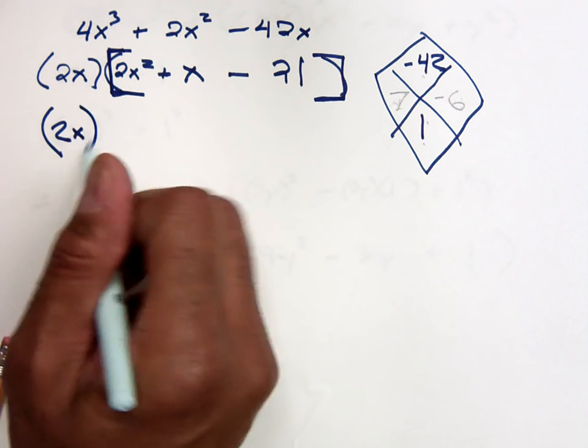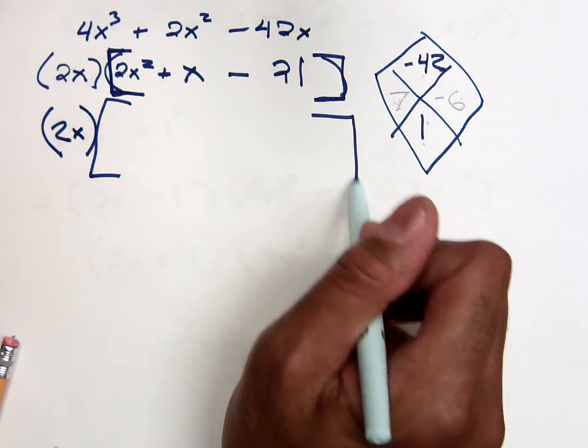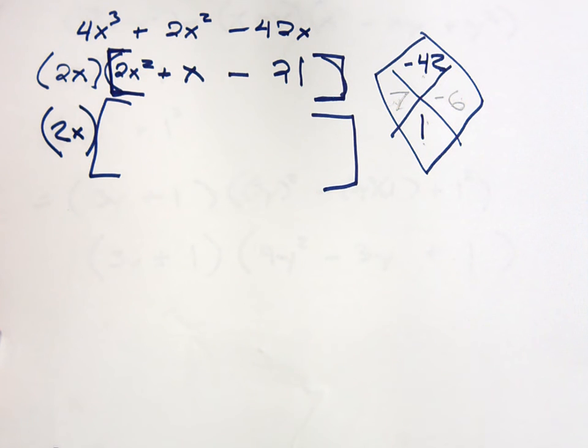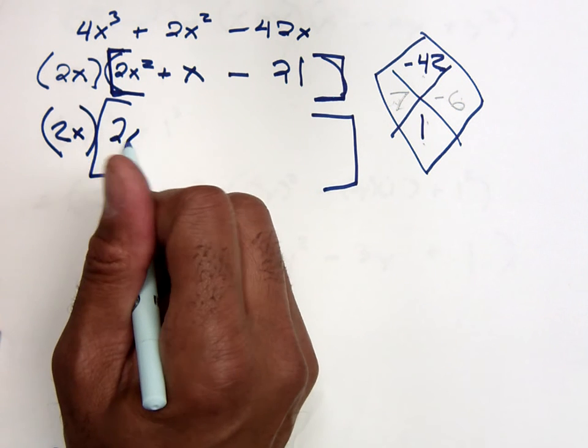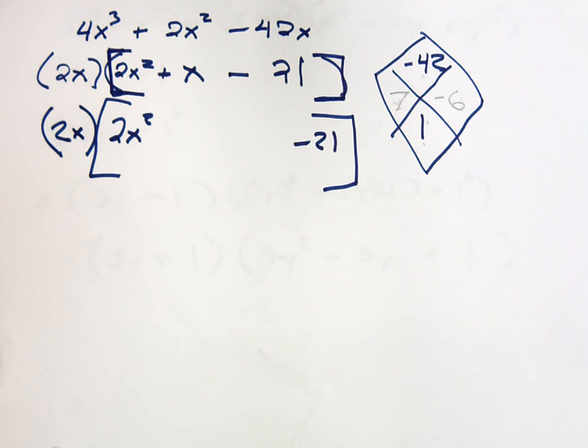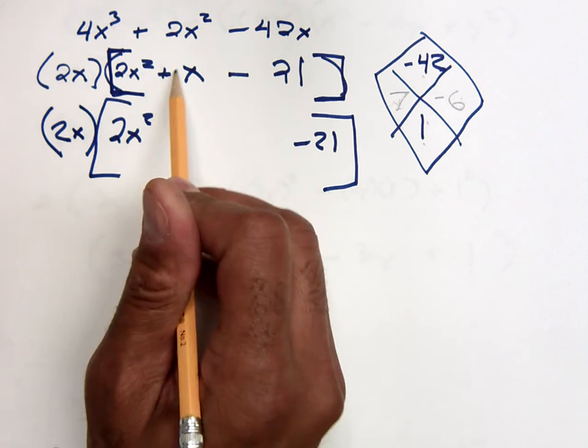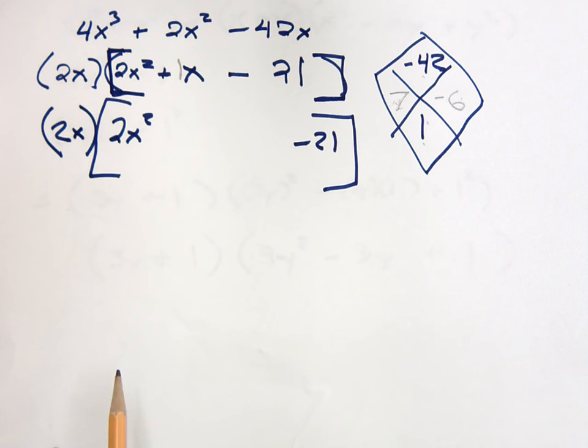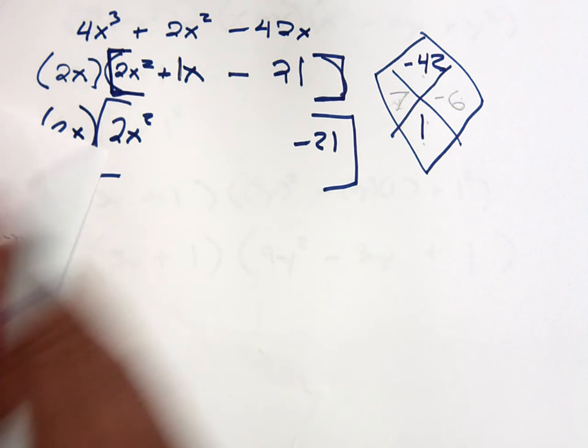So this part that's in the round parentheses will stay the same as 2x. This part in the square bracket, we're just going to write it differently. We're still going to write 2x squared. We're still going to write negative 21. We're still going to write positive 1x. Really, isn't there a 1 there? You don't have to write it, but it's there.